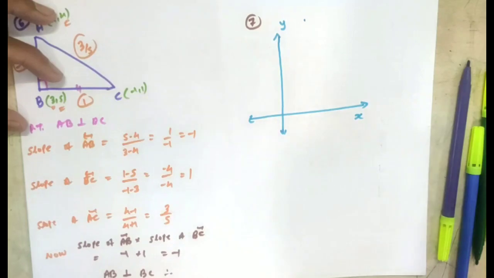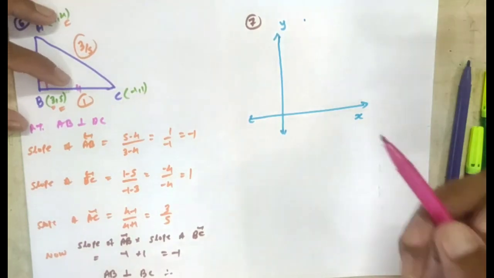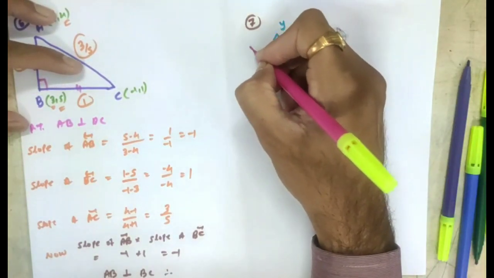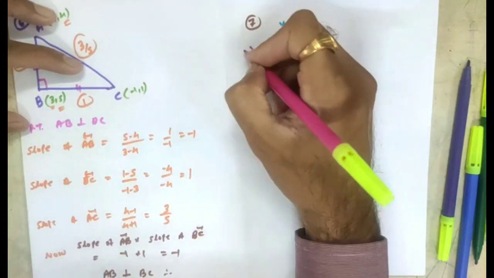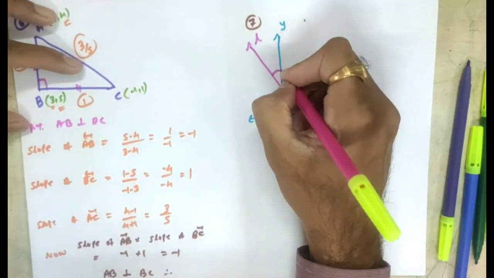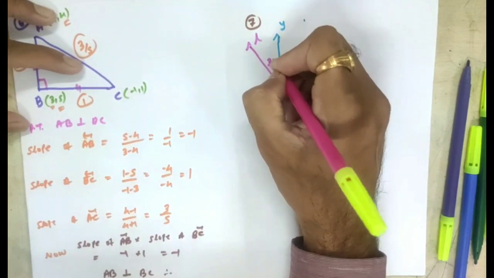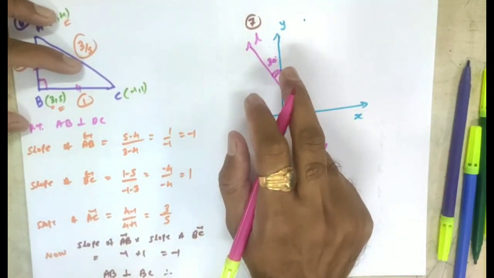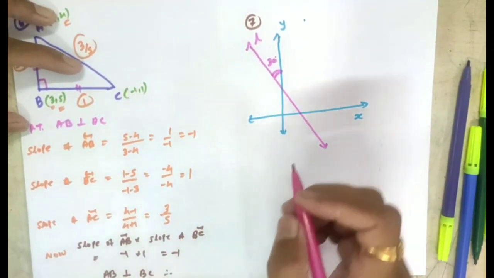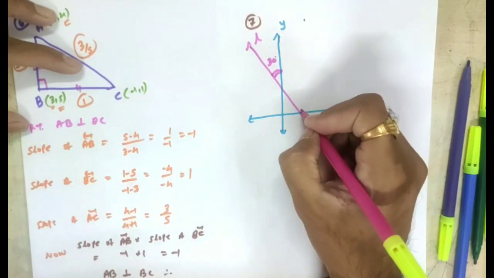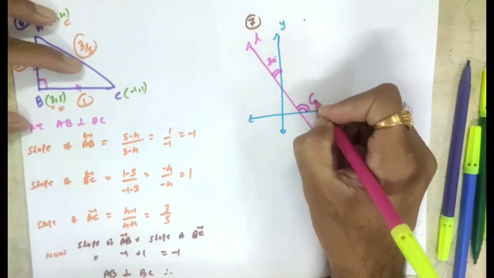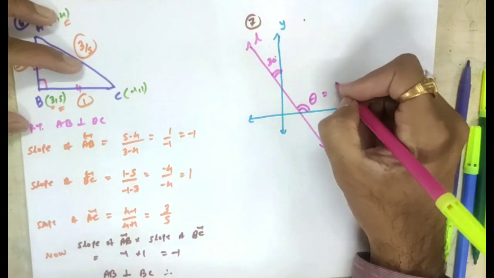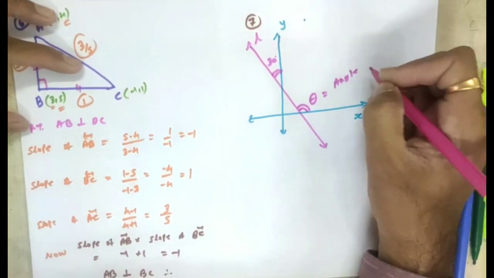Look, positive direction of y-axis, not x-axis. So let's say this is our line. This is line L, and this line is making 30 degree angle with the positive direction of y-axis. And to find the slope of the line, what you have to find? You have to find the angle theta. Theta is the angle, right? Look, what was the definition?